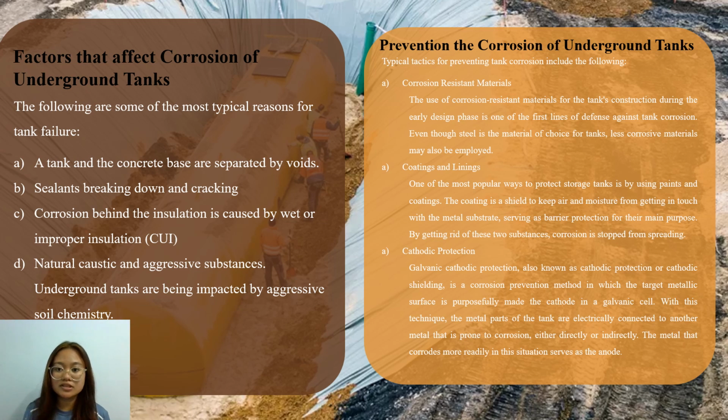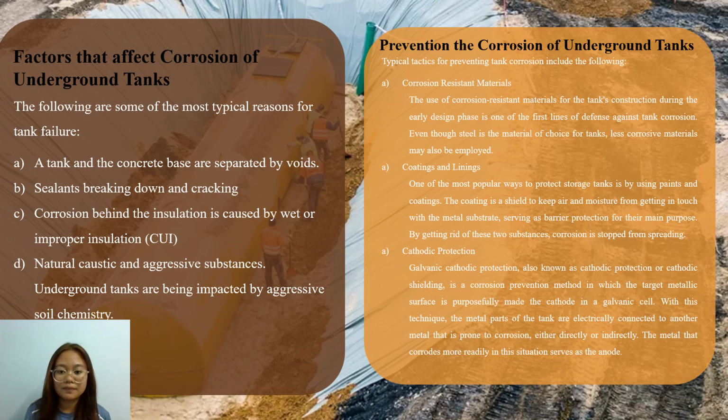For prevention of corrosion of underground tanks, typical techniques to prevent tank corrosion include the following: corrosion-resistant material. The use of corrosion-resistant material for tank construction during the early design phase is one of the first lines of defense against tank corrosion. Even though steel is the material of choice for tanks, less corrosive materials may also be employed.